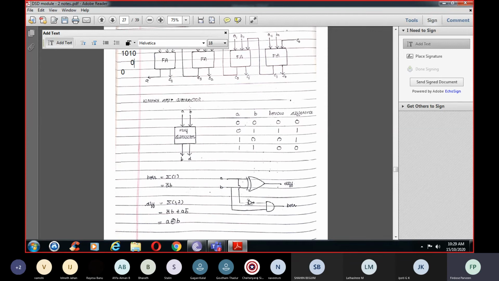It is difference. In the same way, it is A bar B. So I'll be taking a NOT gate. So this is A bar and this is B. As it is a multiplication, you'll be using an AND gate. So I've used an AND gate and this is a borrow.